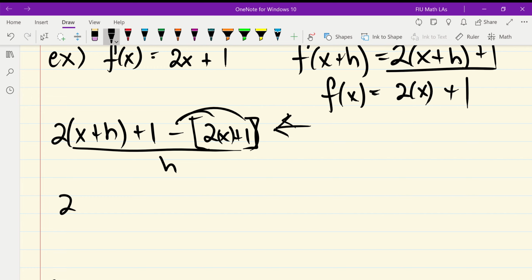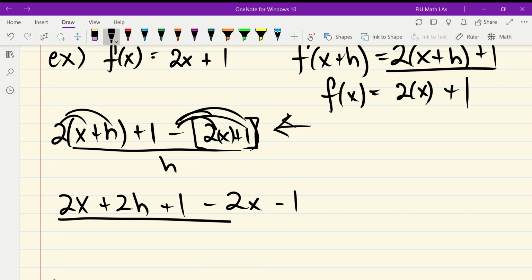So this is going to be now 2 times x plus 2 times h. That's just distributing these, plus 1 minus 2x. That's this minus sign being distributed to the 2x. And then minus 1. So minus 1 here. This is all over h.